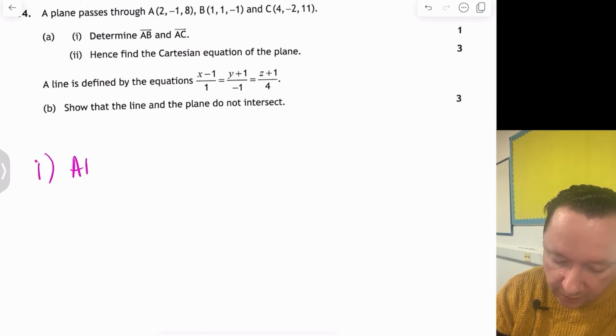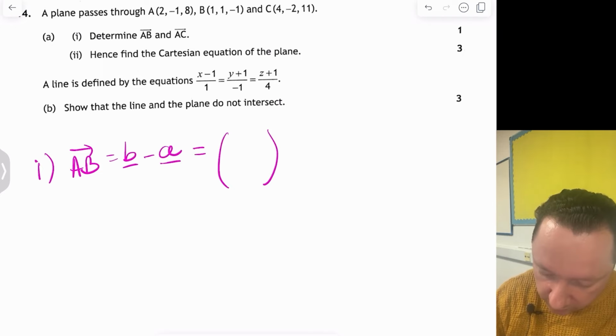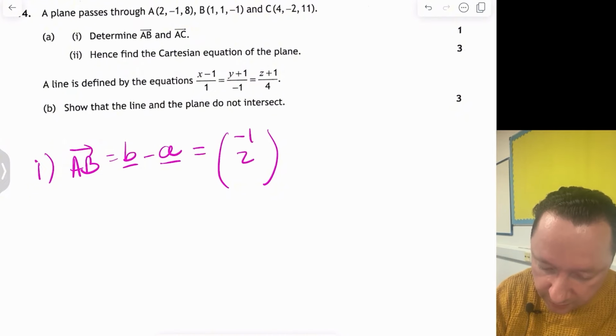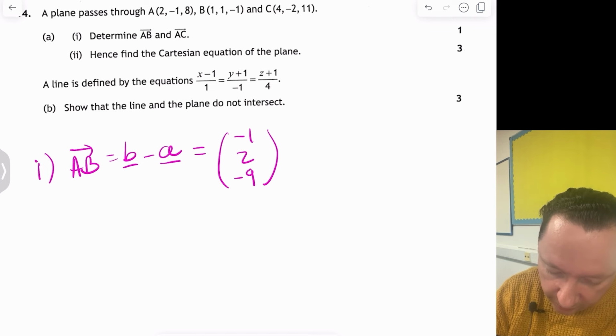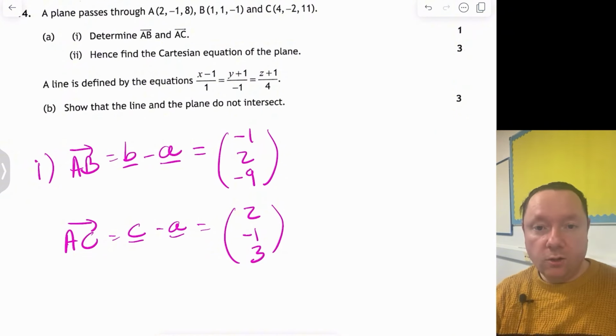AB is like Higher Maths, B minus A. So 1 minus 2 is minus 1. 1 minus minus 1 is 2. Minus 1 minus 8 is minus 9. Okay, AC. C minus A. 4 minus 2 is 2. Minus 2 minus minus 1 is minus 1. 11 minus 8 is 3. So we get our two vectors there.